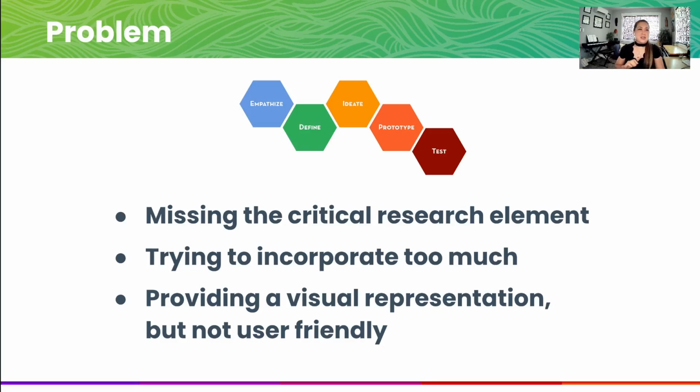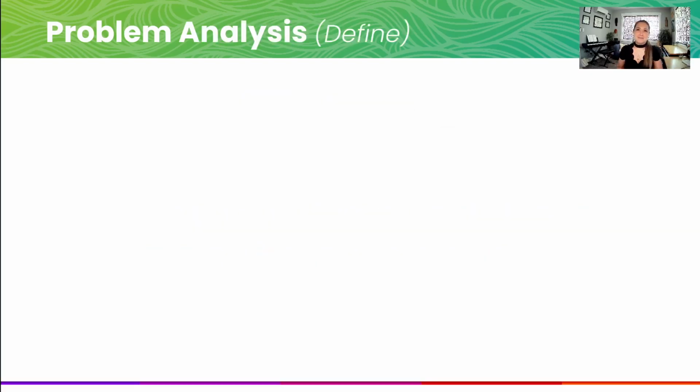And also, this model looks great after I've gone through it. I can see where they're coming from. But if I was a new user, I wouldn't be able to look at this and say, yeah, I know how to do design thinking because I've seen this right here. I think it needs to be a little bit more user friendly.